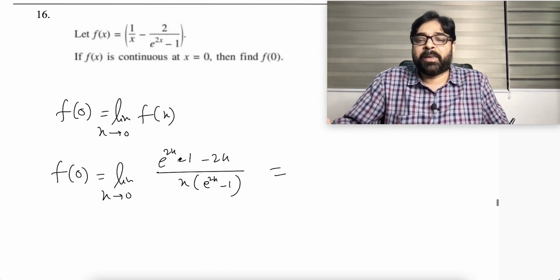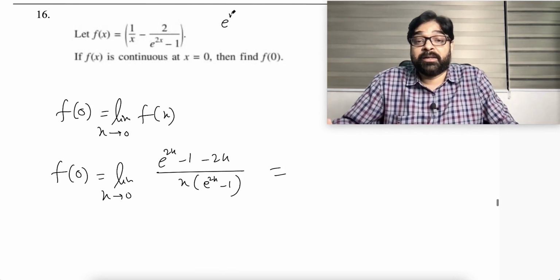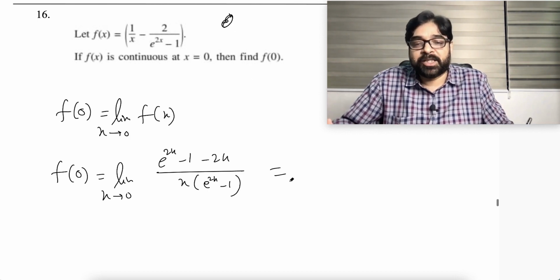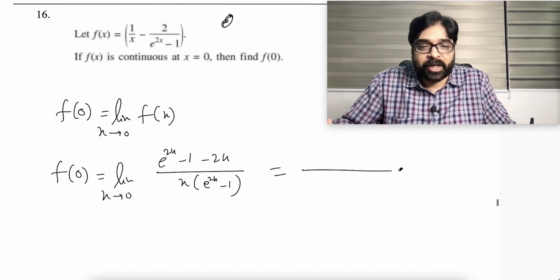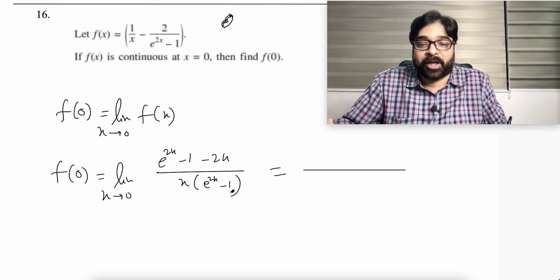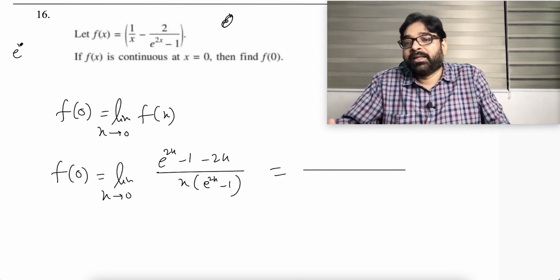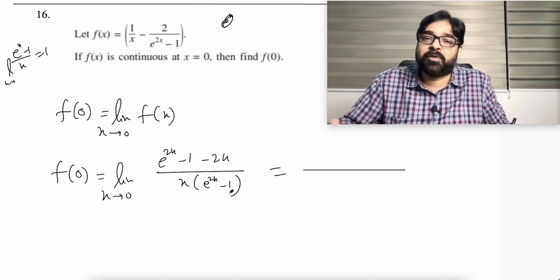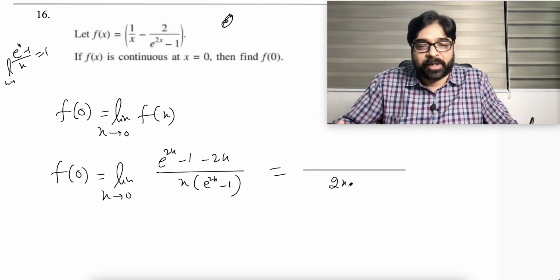e power 2x minus 1. Think carefully. Here I will not do approximation for the e power 2x series. First thing, don't write the series here. In this e power 2x minus 1 in the denominator, I can do approximation because x is in a product. So e power 2x minus 1 I can write as 2x. We know e power x minus 1 by x equals 1 as limit x approaches 0, so e power x minus 1 will be x, and so e power 2x minus 1 will be 2x. So the denominator becomes 2x square.